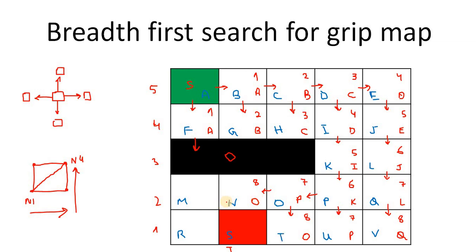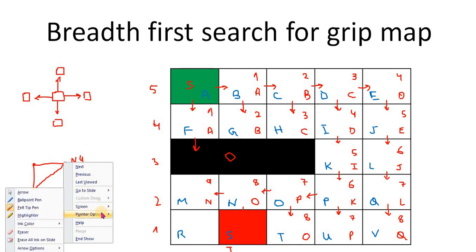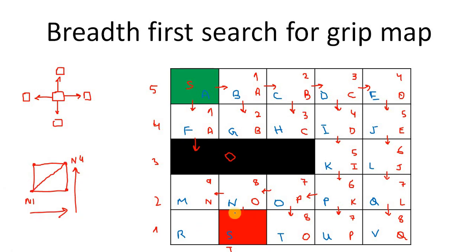From here, alphabetically node N gets priority, and we see that this node has two neighbors, M and S. So node M is 9 steps away from the source, and its parent is N. Here we have to change the color, let's make it black here. From here, this is 9 steps away and its parent is O.